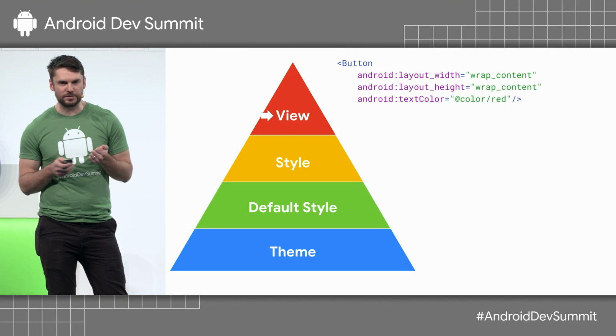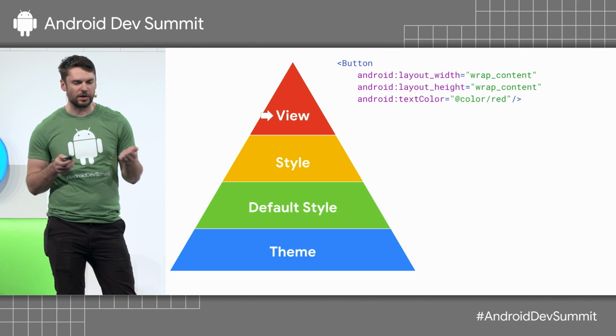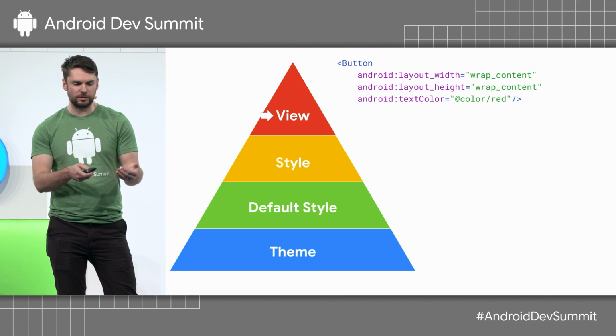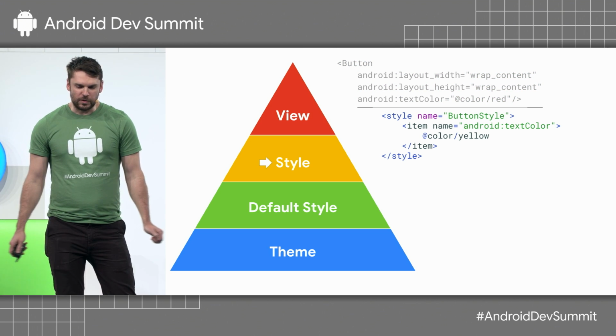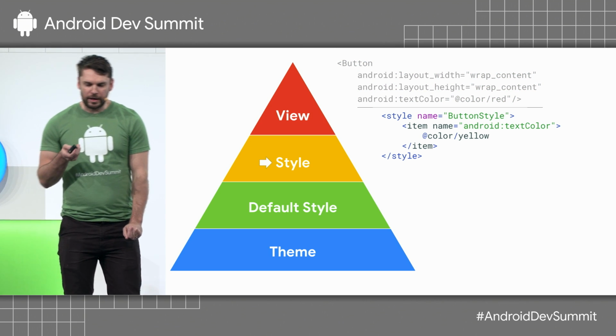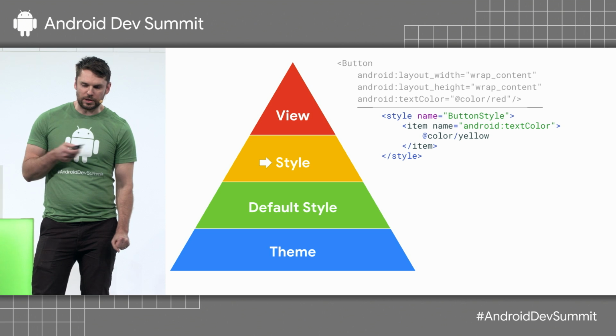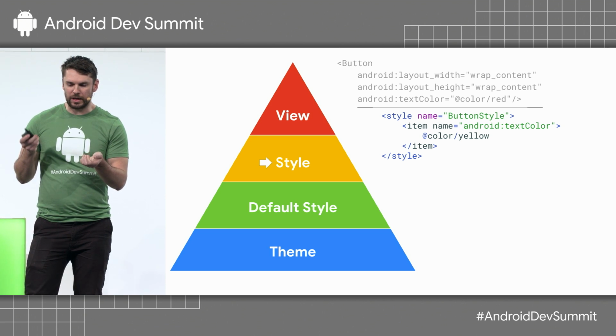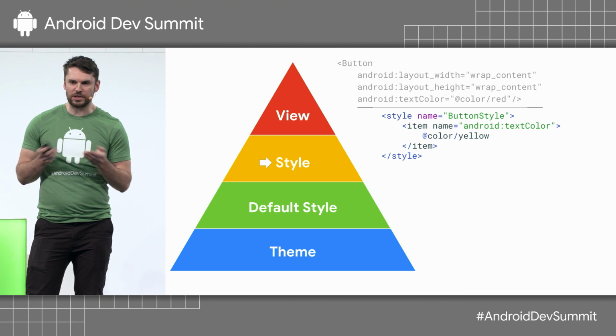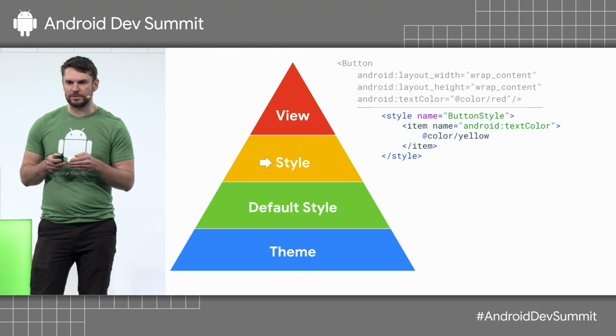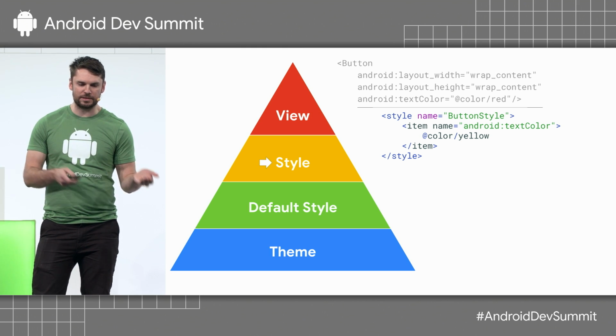Anything applied directly to a view in XML is used first. So changing an attribute here will only change this single view. You can also update the style. So if you set an attribute in a style, changing this here will affect any views that are using this style.